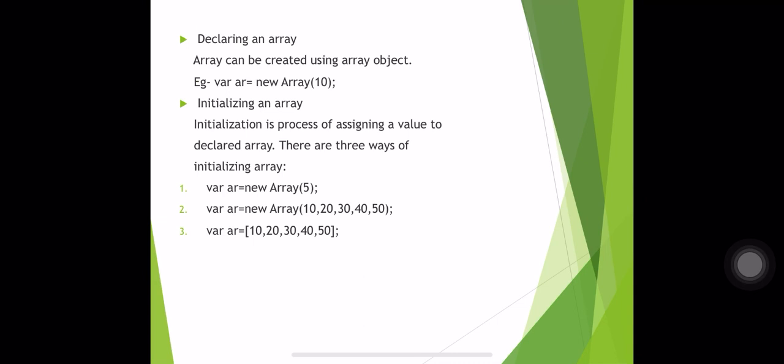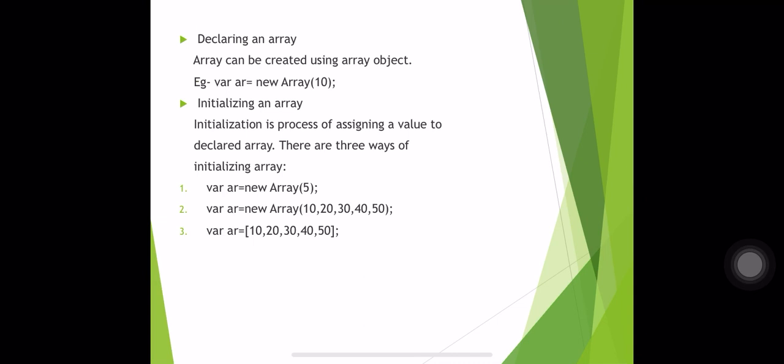Next, let us see how to initialize an array. Initializing basically means assigning, that is, giving values to an array. So it is the process of assigning values to a declared array. There are basically three ways of initializing an array. Let's see the three ways.